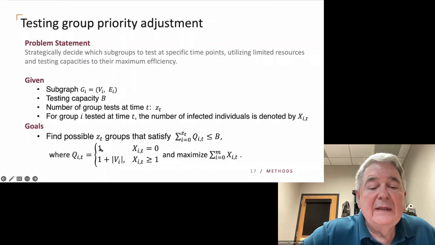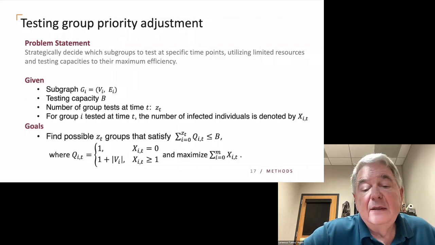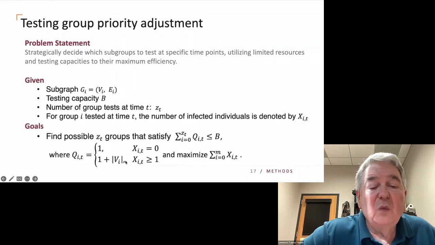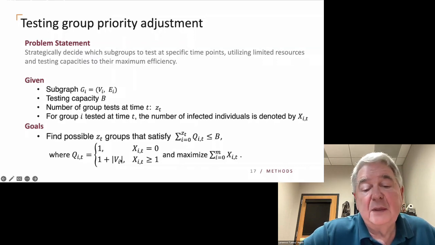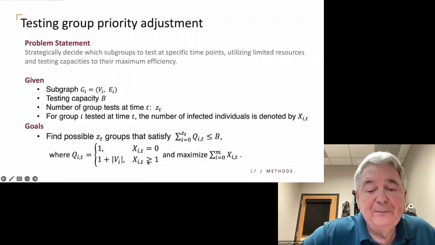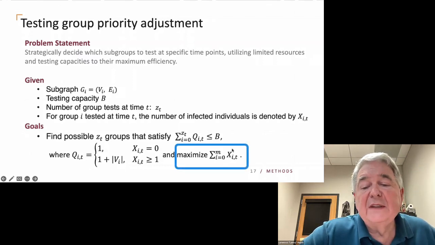And we can say that QIT is 1 if we had a negative result, and 1 plus the size of the subgraph if we had a positive result. And we want to find as many infections as possible. So we want to maximize this sum under the constraint that the sum of the QITs is at most B.